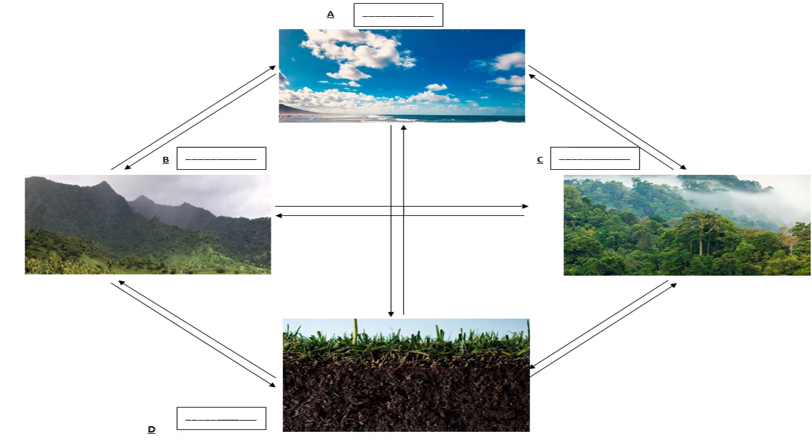As you can see, there are 12 arrows. Interaction is like a representation of the relationship amongst the different spheres. We're going to talk about relief and climate, or point A, and the physical system at point B, which are: A, climate, and then B, relief.